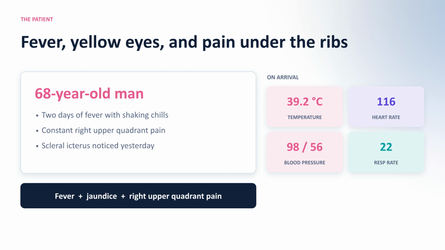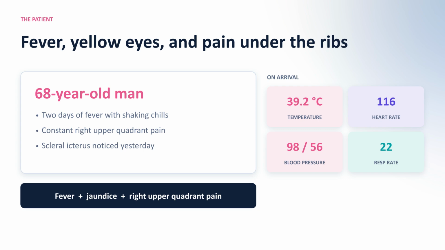Here is our patient. A 68-year-old man comes to the emergency department with 2 days of fever and shaking chills. He has pain under his right ribs, and yesterday his daughter noticed that the whites of his eyes had turned yellow. His temperature is 39.2 degrees Celsius. His heart rate is 116. His blood pressure is 98/56, and he is breathing 22 times a minute.